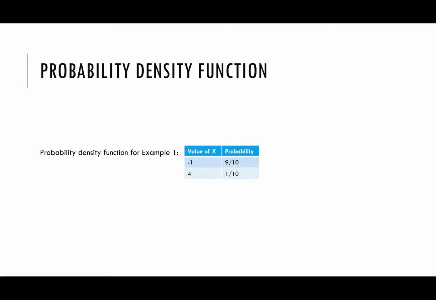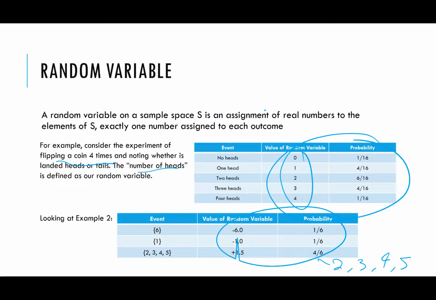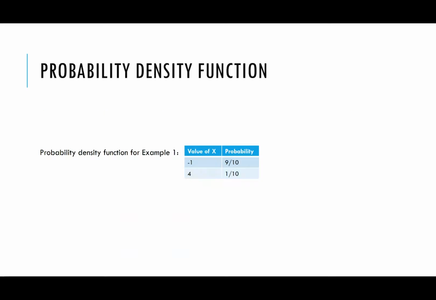So a probability density function is just a table. It's basically a table we just looked at. Like this right here is a probability density function. This is a probability density function. It's just associating your outcome with the probability for that outcome.